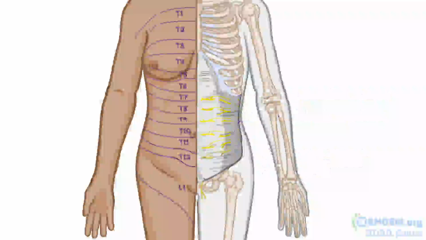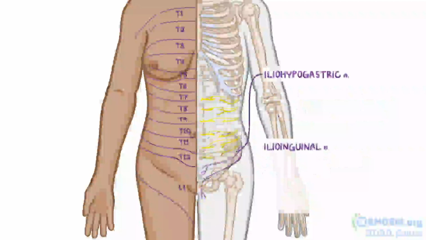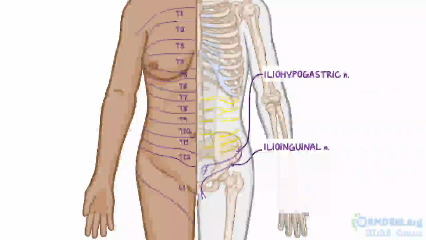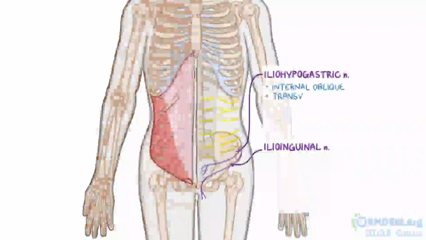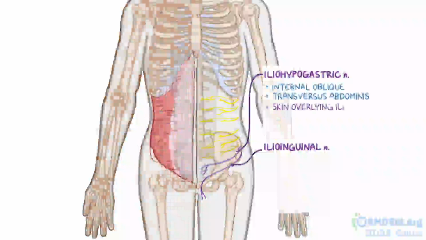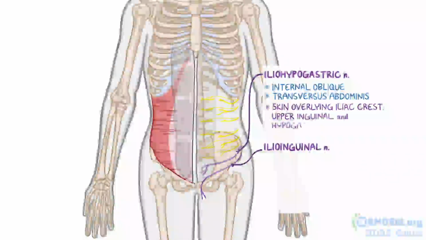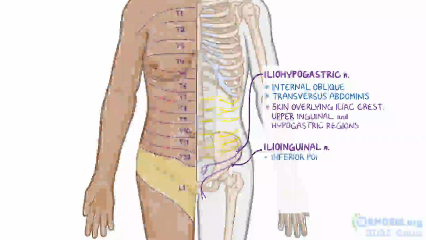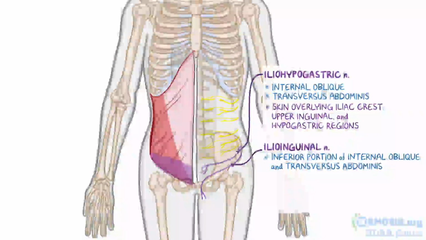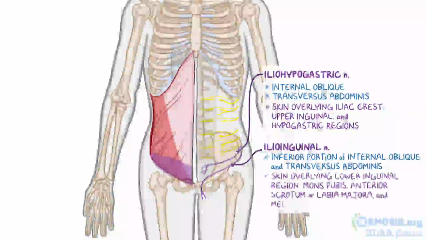The anterior ramus of the L1 spinal nerve divides into the iliohypogastric and ilioinguinal nerves. The iliohypogastric nerve innervates the internal oblique and transversus abdominis muscles and supplies sensory innervation to the skin overlying the iliac crest, upper inguinal, and hypogastric regions. In contrast, the ilioinguinal nerve supplies the inferior portion of the internal oblique and transversus abdominis and provides sensory innervation of the skin overlying the lower inguinal region, mons pubis, anterior scrotum or labia majora, and medial thigh.